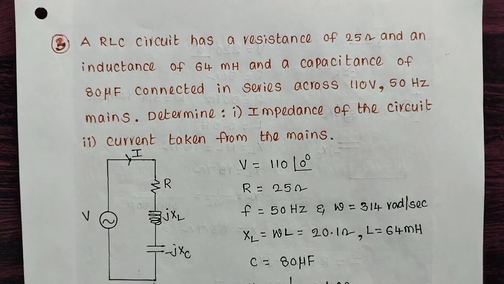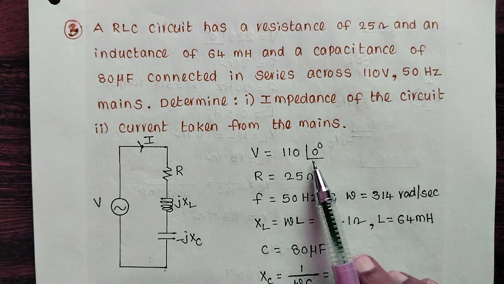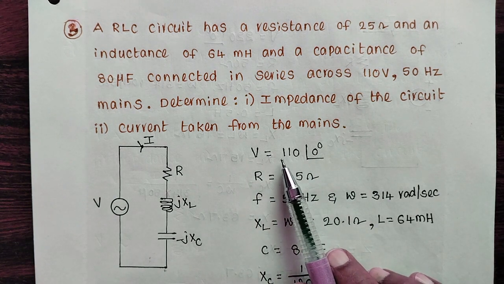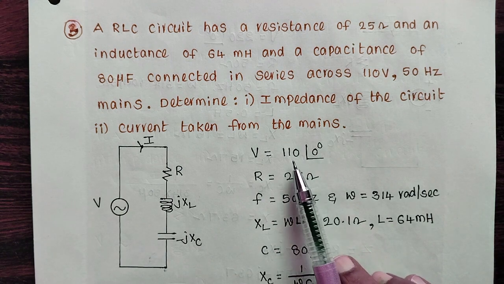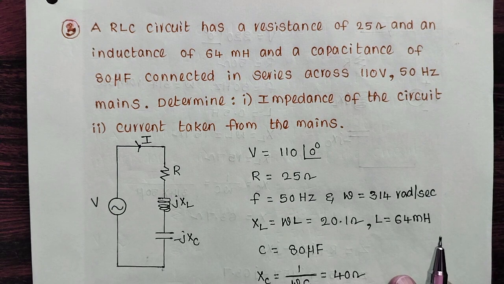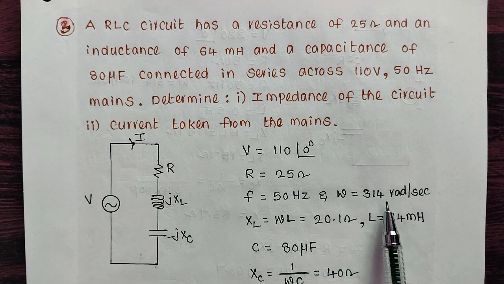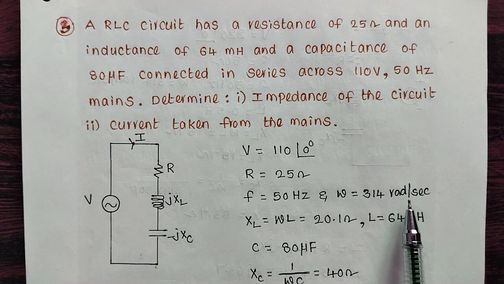So in the given problem, voltage is given. Voltage is 110 volt, at an angle of 0. I am taking the supply voltage as the reference, so 110 at an angle of 0 degrees. The R value is given in the problem, that is 25 ohms, and f is given as 50 hertz. For f equal to 50 hertz, omega equal to 314 radians per second.